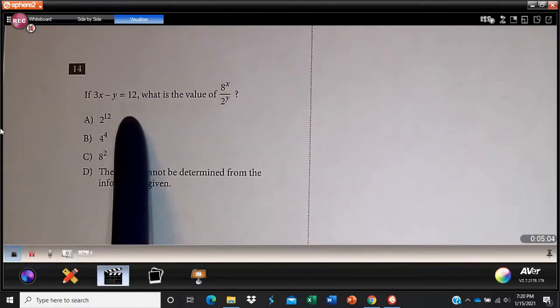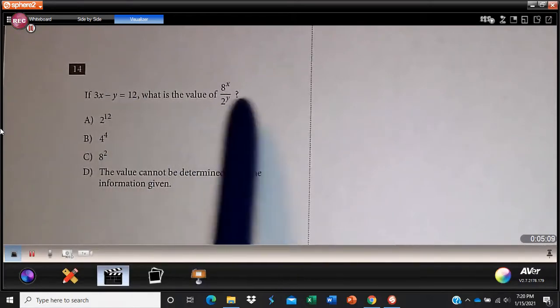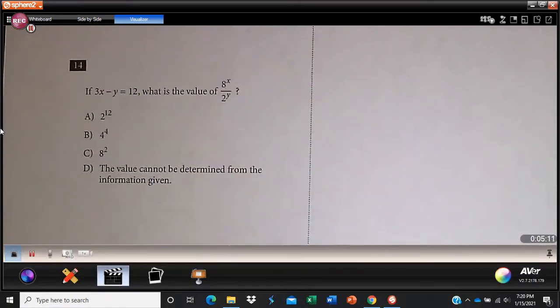If 3x minus y is equal to 12, so that's a linear equation, what is the value of 8 raised to the power x divided by 2 to the power y? Okay, so here you're really going to have to know your exponential algebra. If you don't remember it, that's okay. We're going to derive it from scratch right now.